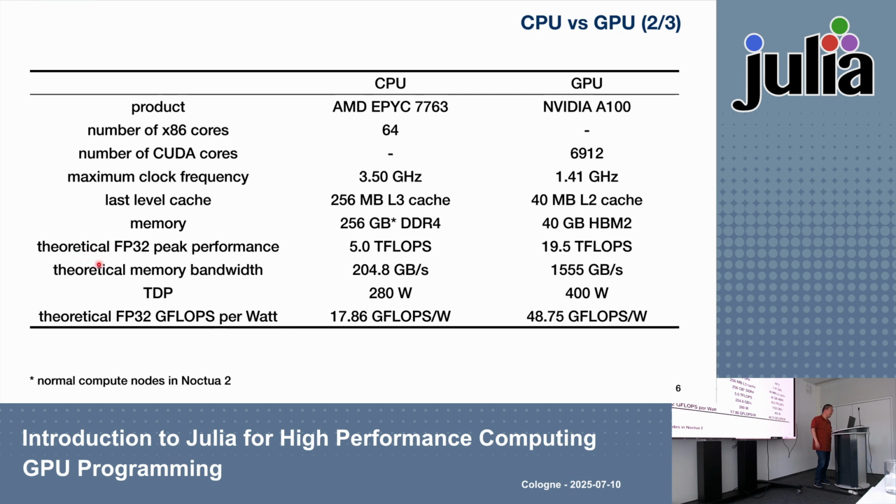Let's look at the computational performance. For the single precision peak performance, one CPU socket can reach 5 teraflops. And let's look at the GPU. Even with a lower frequency, the GPU can be 4 times stronger than the CPU because of the large number of CUDA cores. And if we compare the theoretical memory bandwidth, for the CPU, it's 200 gigabytes per second.